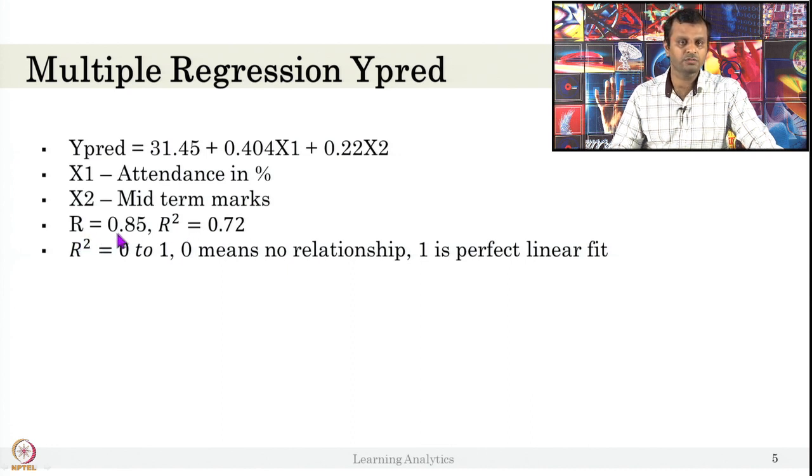And r is equal to 0.85, r square is equal to 0.72. If you remember the correlation coefficient r, that is what is computed here, but it is not the correlation coefficient like we did with one x and one y. Instead, this is with two variables, so that is called the regression coefficient. Let us see that. If it is 0, it means no relationship between the variables x1 and x2 and y. If it is near to 1, it is a perfect linear fit between x1 and x2 and y. Near to 1 is good.